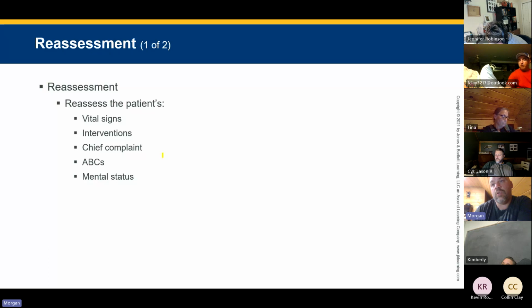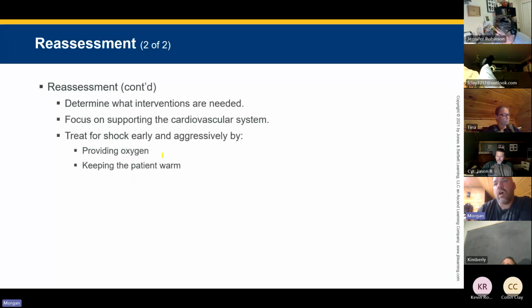Reassess the patient's vital signs. Every time you do an intervention, you should be checking vital signs and reassessing if that intervention is working or not. Reassess the chief complaint, ABCs, and the mental status, if it's improving or if they're decompensating. Determine what interventions are needed. Focus on supporting the cardiovascular system because that's the pipes, the pump, and the fluid. Treat for shock early and aggressively. Provide oxygen and keep the patient warm. If they're on a board, put the board on blankets, get it up off the floor.